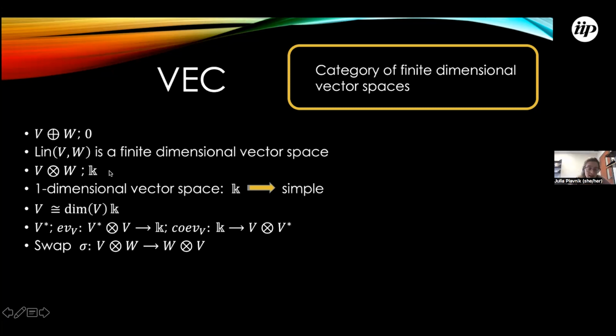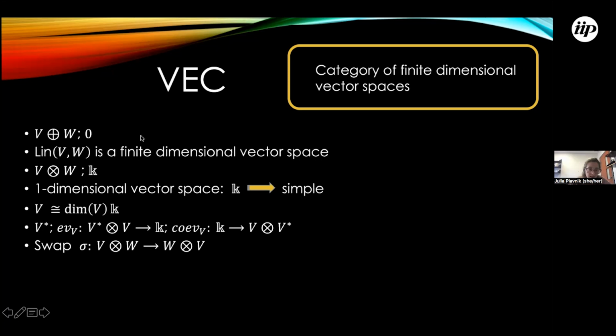One very nice thing about this one-dimensional vector space is that you cannot have any other subspaces inside the one-dimensional that are not the zero or itself. When that happens, we call the object simple. When there is nothing inside that is not the zero, which is always there, or itself, we call it simple.